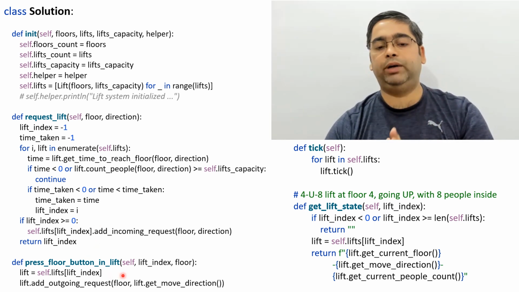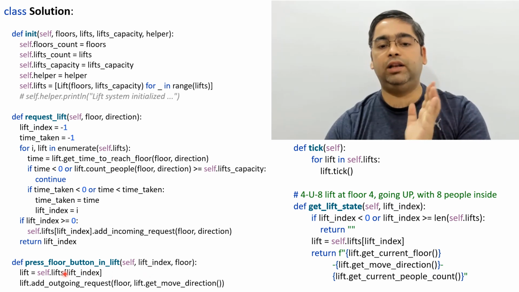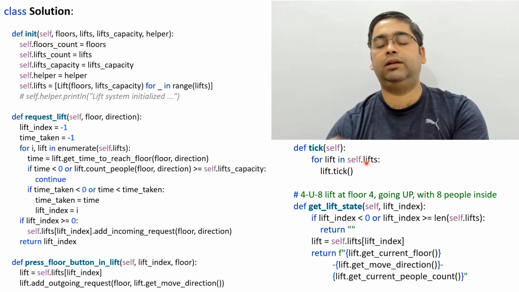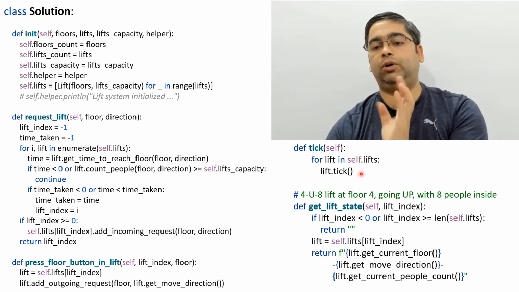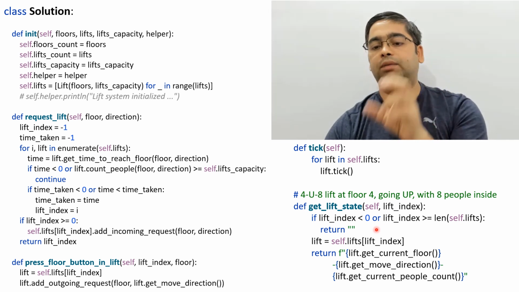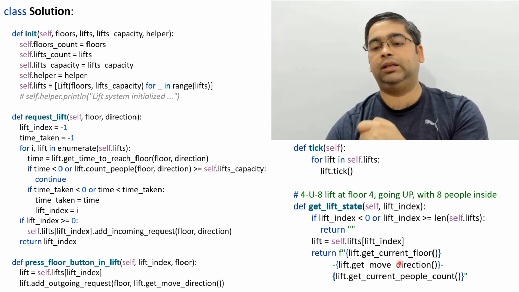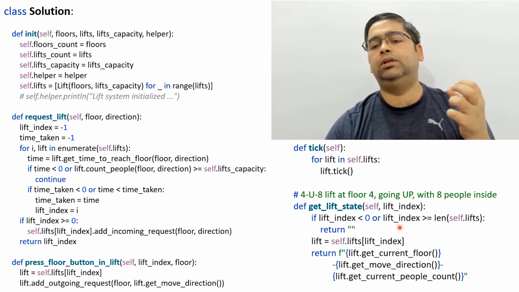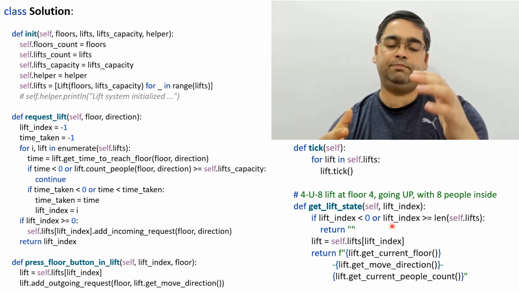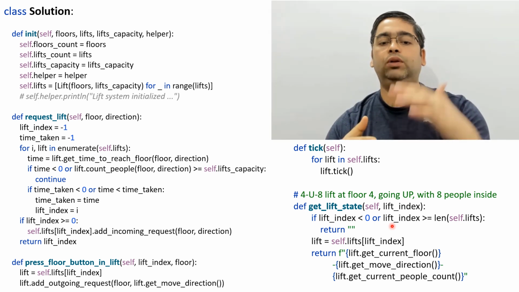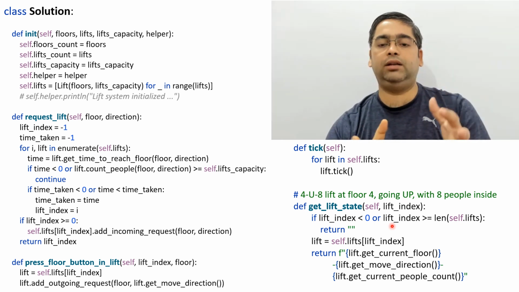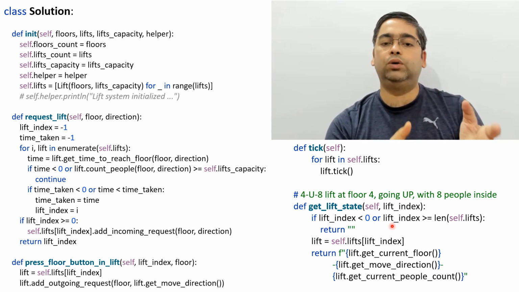For pressing the floor button in a lift, it simply picks the given lift from the list of lifts and calls the add outgoing request. Same for tick, it goes through all the lifts and calls the corresponding tick method in the lift object. For getting the lift state, again, it simply picks the relevant lift and calls its method to build the state of the lift. So the manager doesn't need to know what any state will look like. Also, it doesn't deal with the different state classes. It only deals with the lift at the lift layer. So this gives us an abstraction and makes our code simpler.